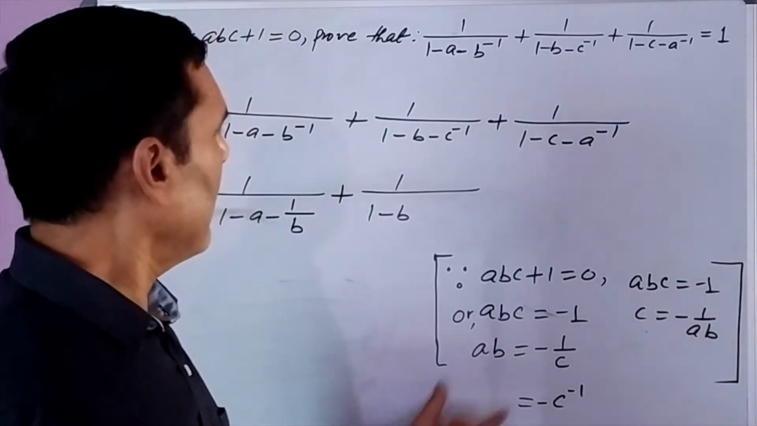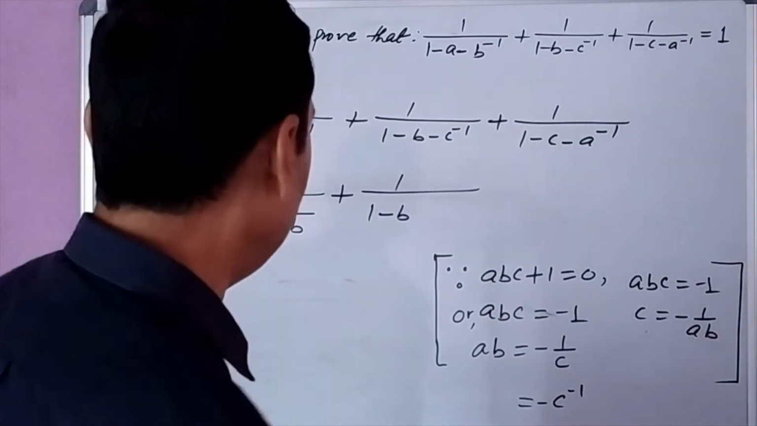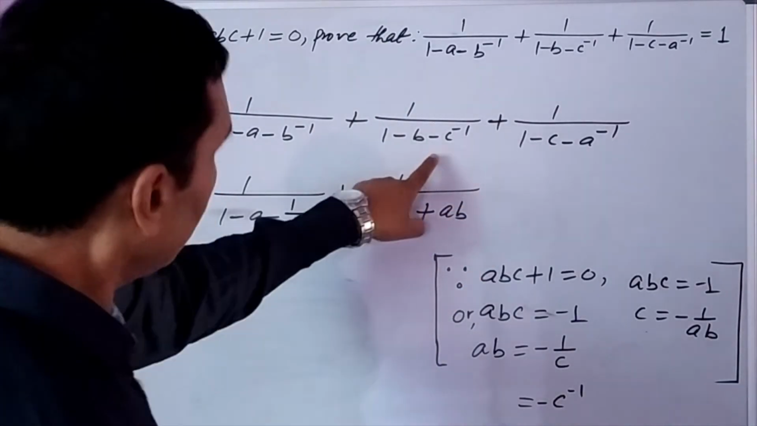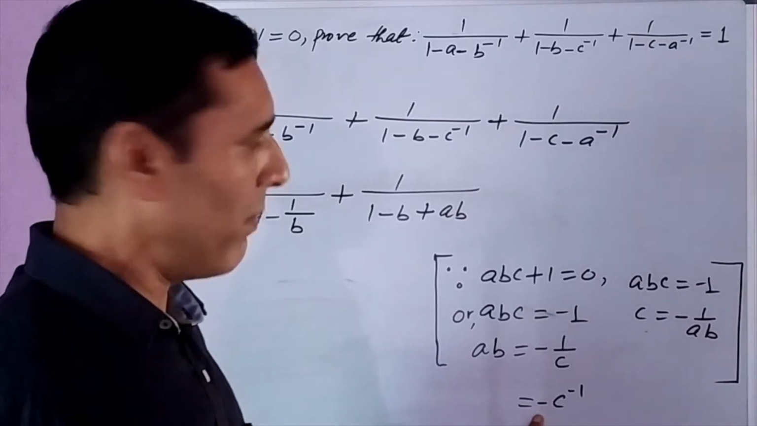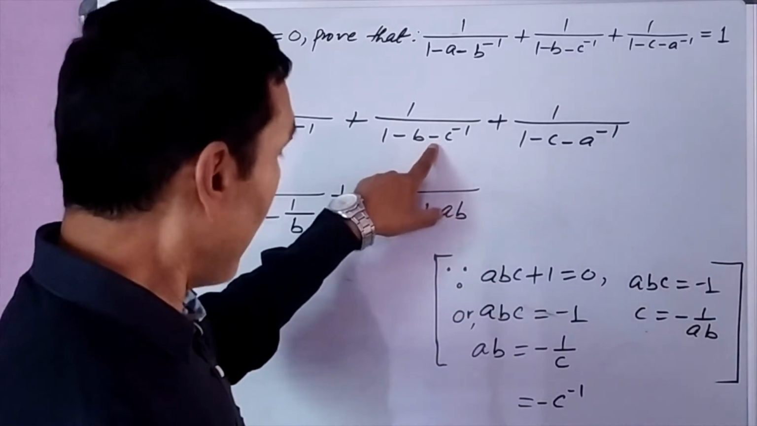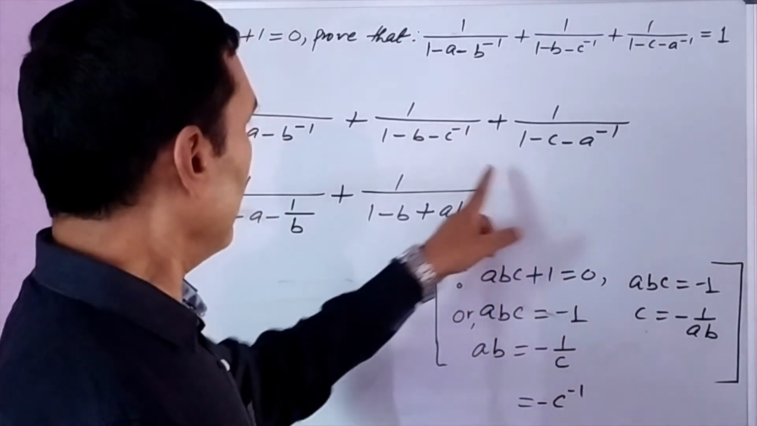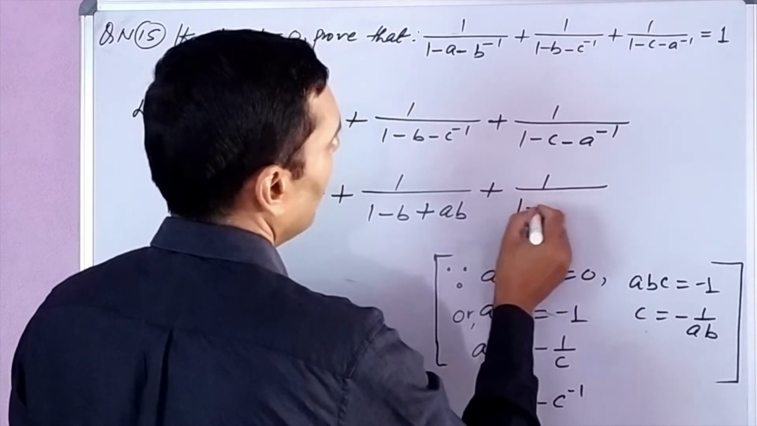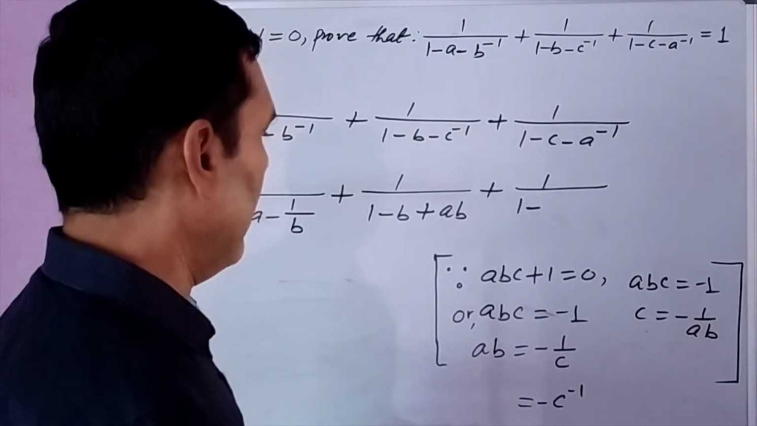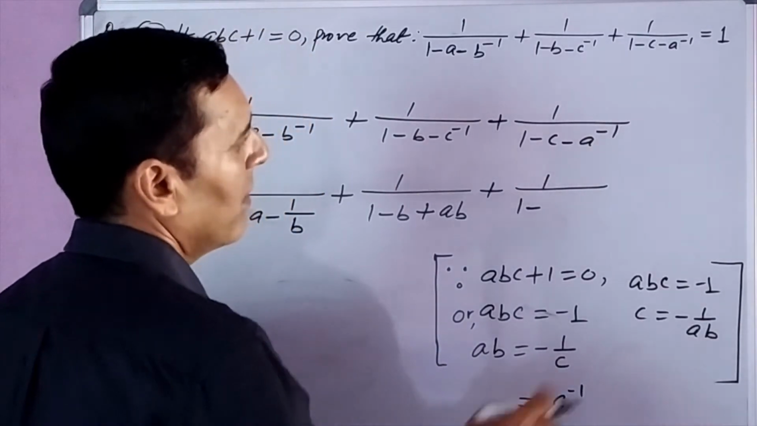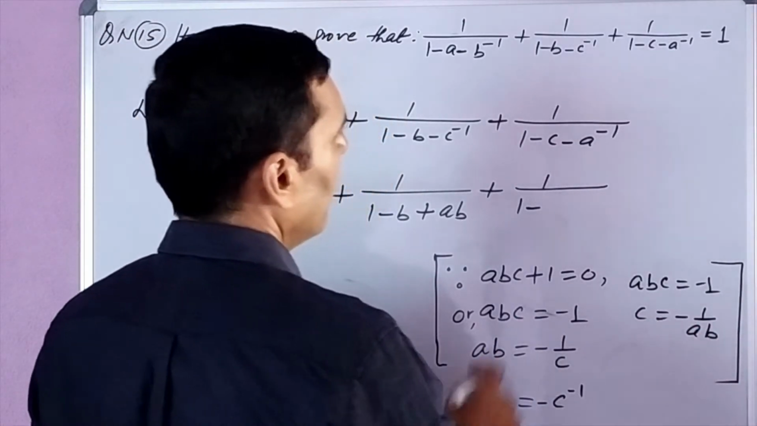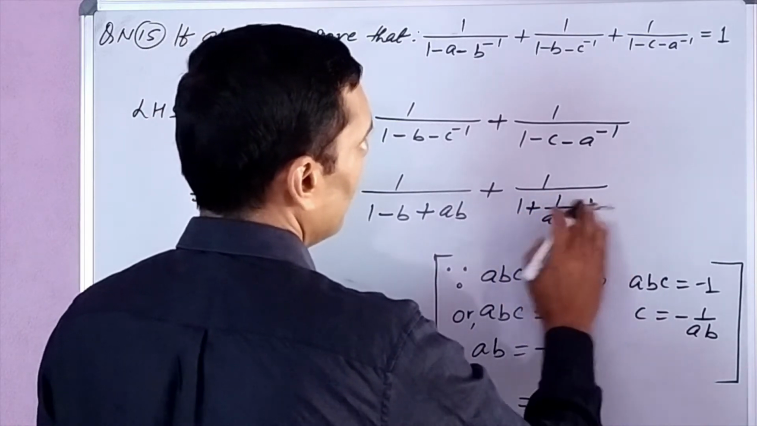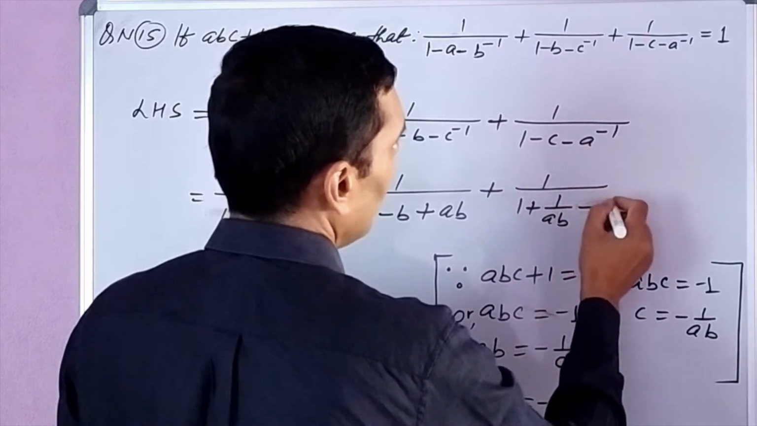We substitute these values here, and after that we will get the same denominator. So it is ab, simply c, minus c to the power minus 1, including this minus also, it is plus ab. So 1 minus, what is the value of c? c is minus 1 upon ab. So minus minus becomes plus 1 upon ab. And this minus, as it is a to the power minus 1, it is 1 upon a.